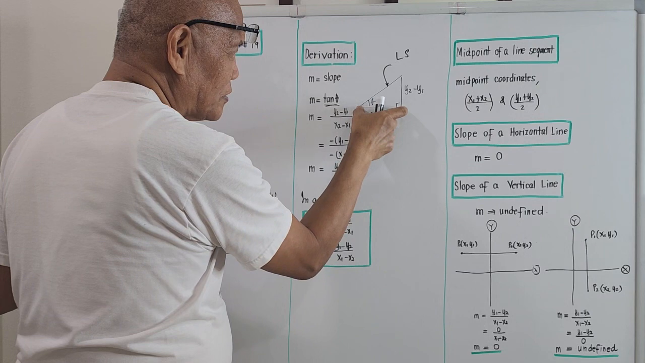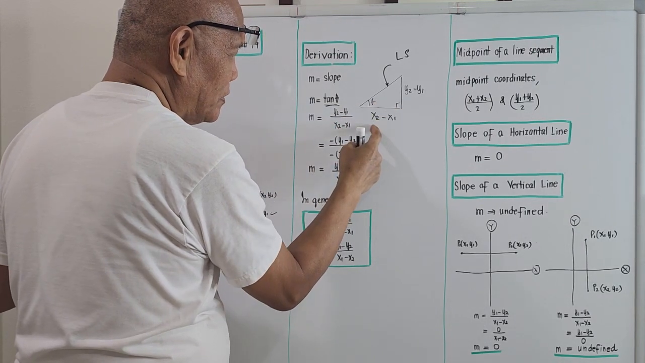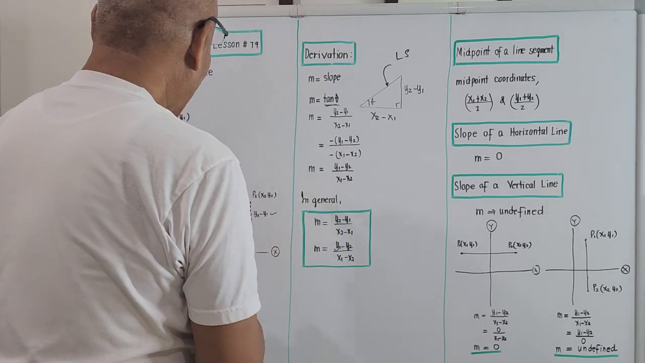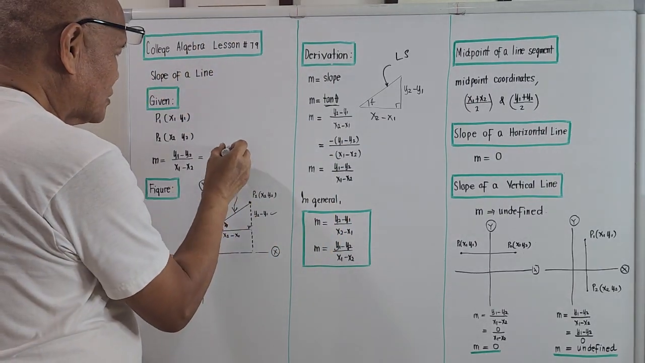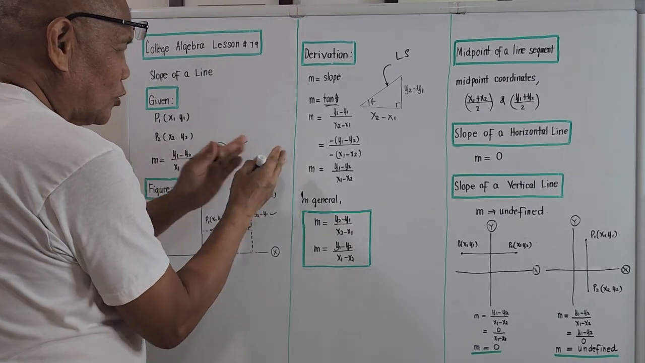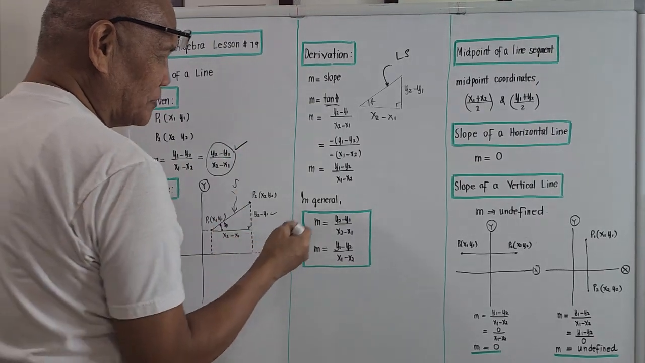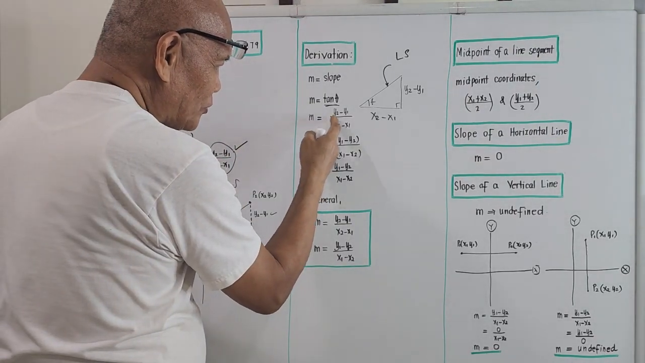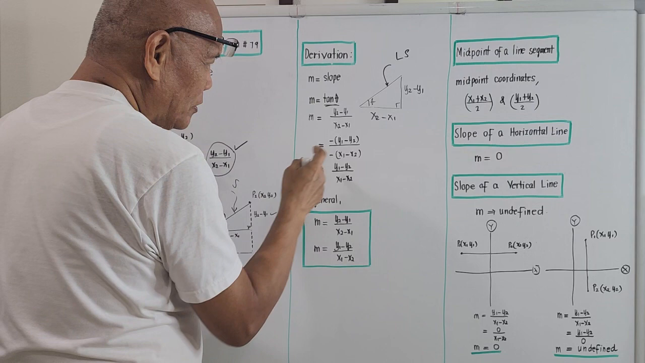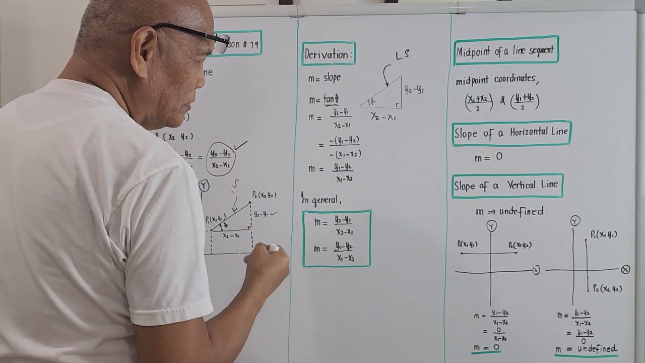And the adjacent side, considering theta, should be x sub 2 minus x sub 1. Okay? Actually, that's the formula. So if we try to manipulate this one, it will come out something like this: y sub 2 minus y sub 1 over x sub 2 minus x sub 1. Okay, we'll try to manipulate it.